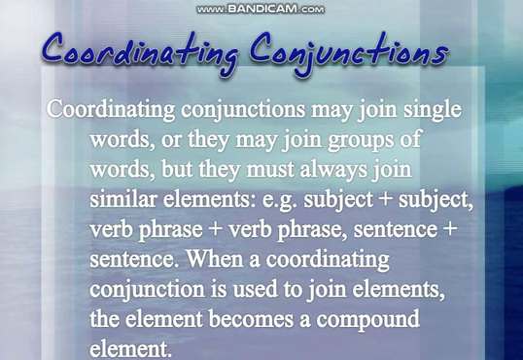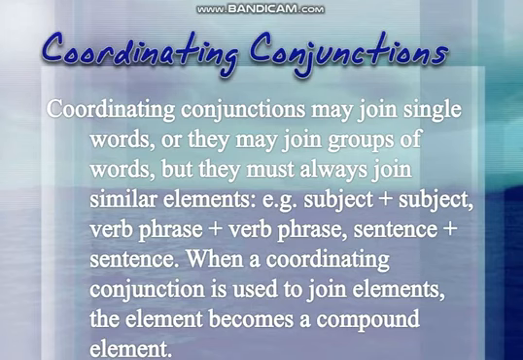When a coordinating conjunction is used to join elements, the element becomes a compound element. You know what is compound? Something which is made up of two or more than two things. So that is called a compound. So when two elements are joined by a coordinating conjunction, it becomes a compound element.